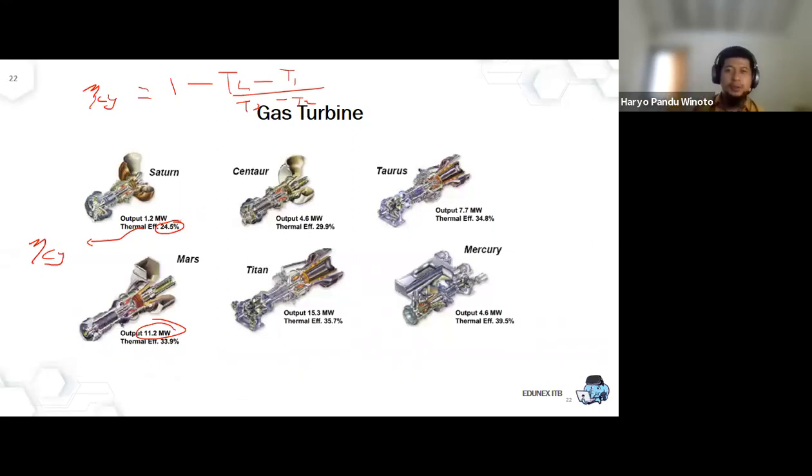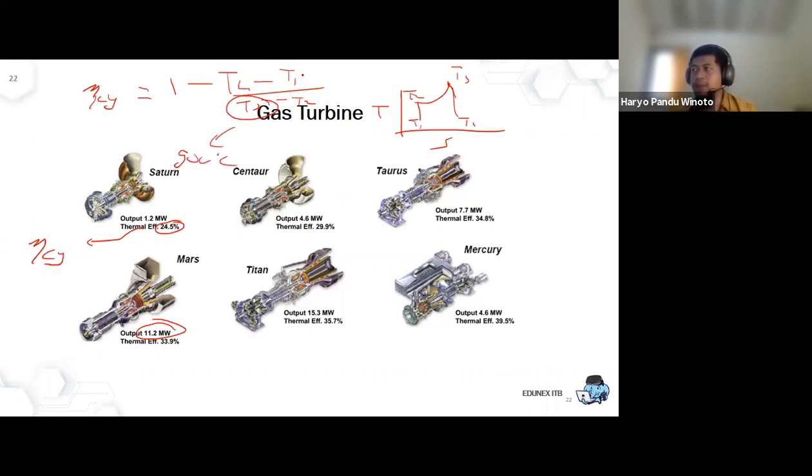When you have been able to calculate the ideal Brayton cycle, at least you will know this. Then it's going to be like this: T1, T4, T2, T3, this S. At least you know the burning temperature is maybe around 900 degrees Celsius, and here maybe around 30 degrees Celsius, and you can imagine what the temperature of T4 and T2 is.